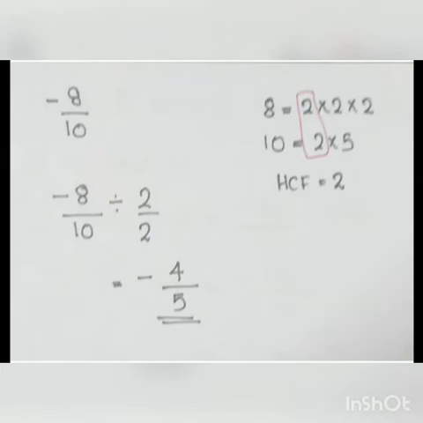Next example. Negative 8 by 10. Similarly, in order to find out the common factor, I found the HCF. Here the HCF is 2. Now dividing the given fraction with 2. Negative 8 divided by 2, I got negative 4. 10 divided by 2 is 5. So what is the standard form of negative 8 by 10? Negative 4 by 5. In this way, you are converting the given rational numbers to the standard form. That means you are finding the HCF of the numerator and the denominator and then dividing the given fraction. Then you will get this rational number in the standard form.